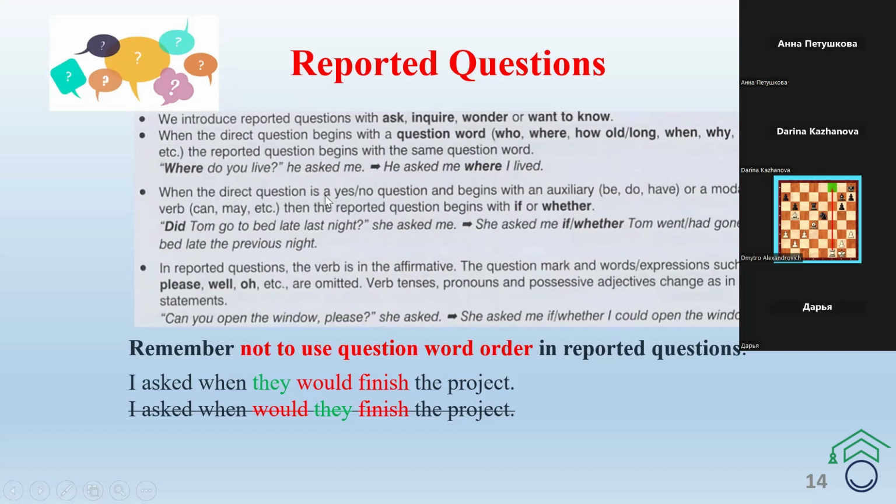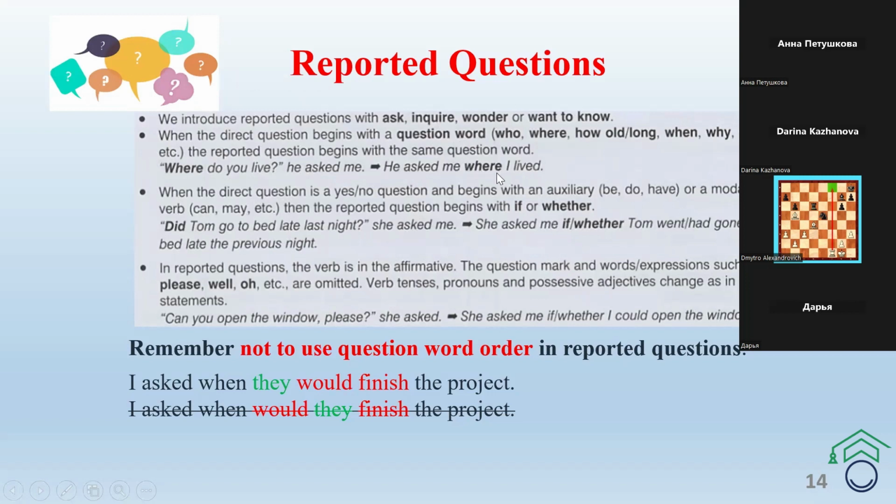When the direct question is a yes or no question, it means that it begins with an auxiliary, be, do, have, or a modal verb, can, may. Then the reported question begins with if or whether. Let's see the example. Did Tom go to bed late last night? The question begins with did. She asked me if Tom or whether Tom went to bed late the previous night or had gone to bed the previous night.